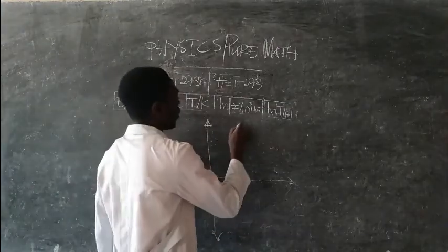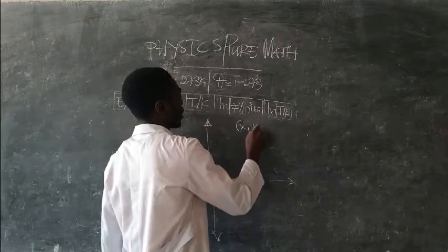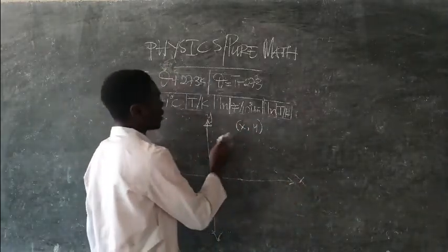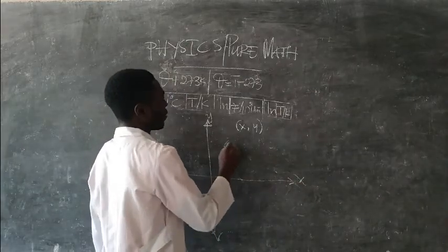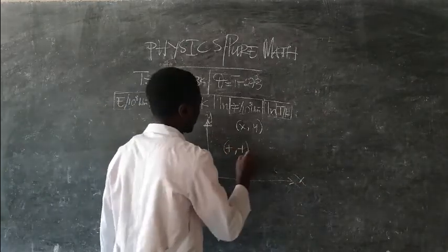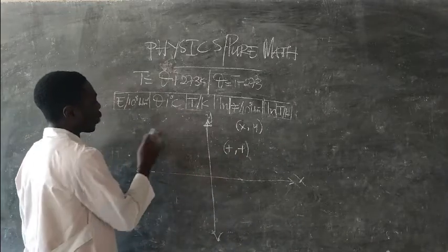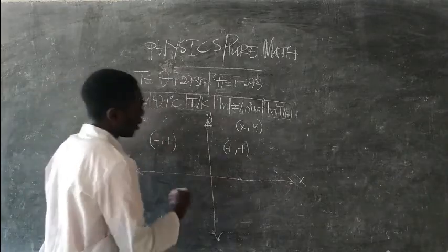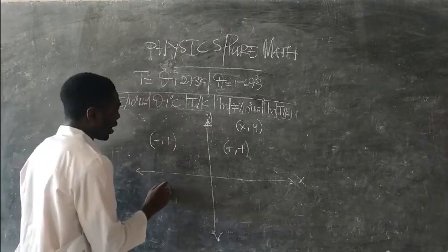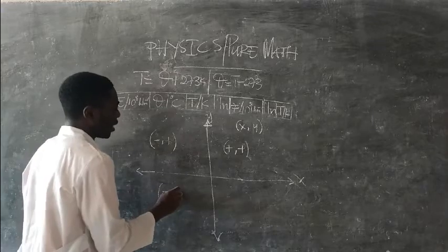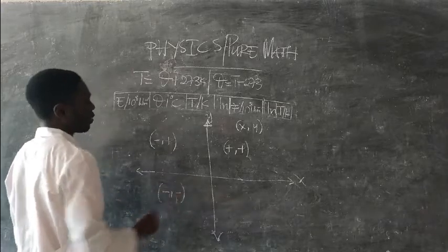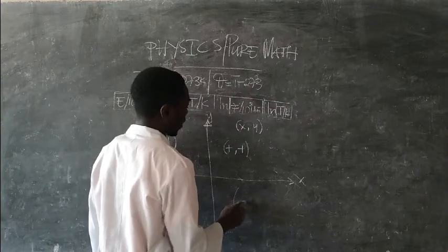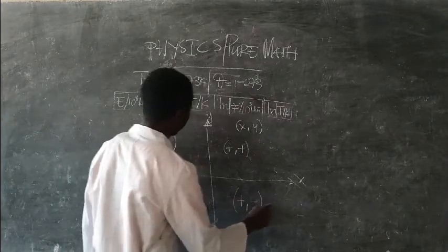Okay, remember you write your point as (x, y). Okay, and in this region, if this is y and this is x, x is positive, y is also positive. This is the first quadrant, and in the second quadrant, x is negative and y is positive. In the third quadrant, y and x are both negative. Okay, x is negative, y is negative. And in the fourth quadrant, x is positive and y is negative.